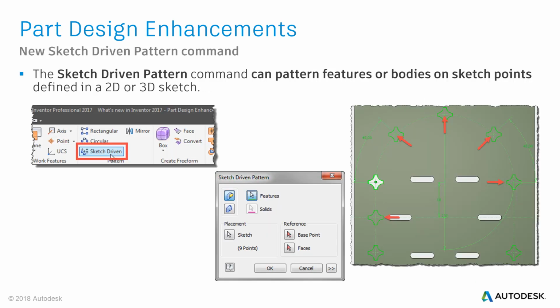With Inventor 2017, the sketch-driven pattern command has been introduced. You can now pattern features or bodies on sketch points defined in a 2D or 3D sketch. Optionally, you can redefine the base point or pick faces to orient the pattern.